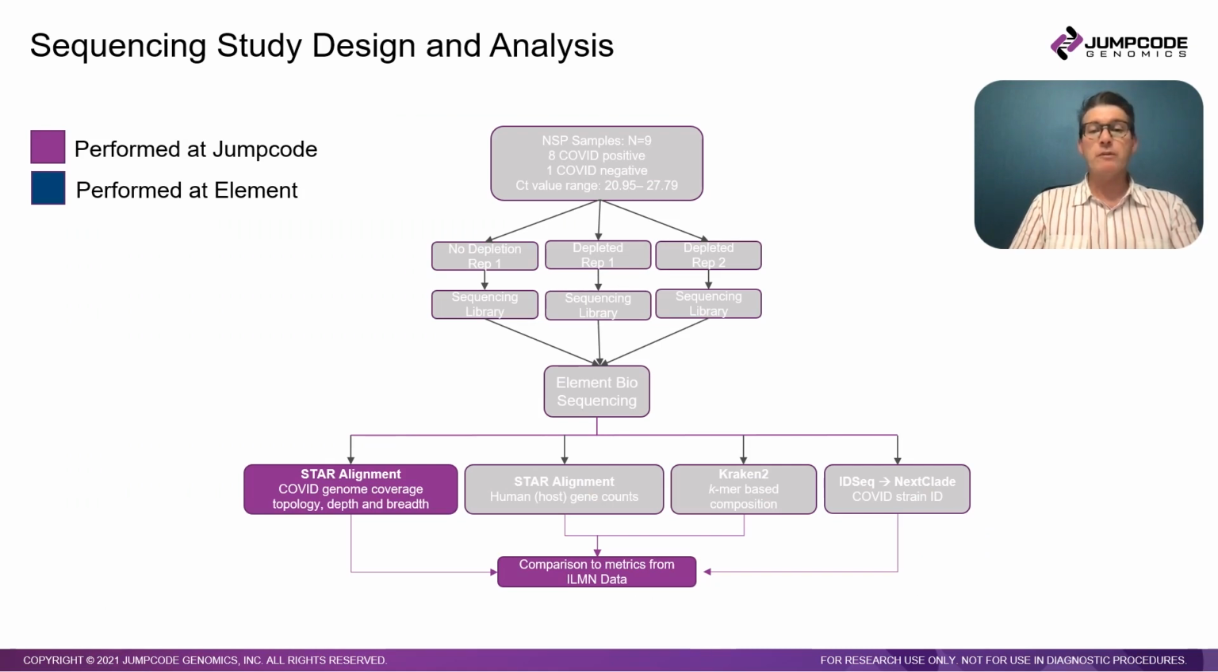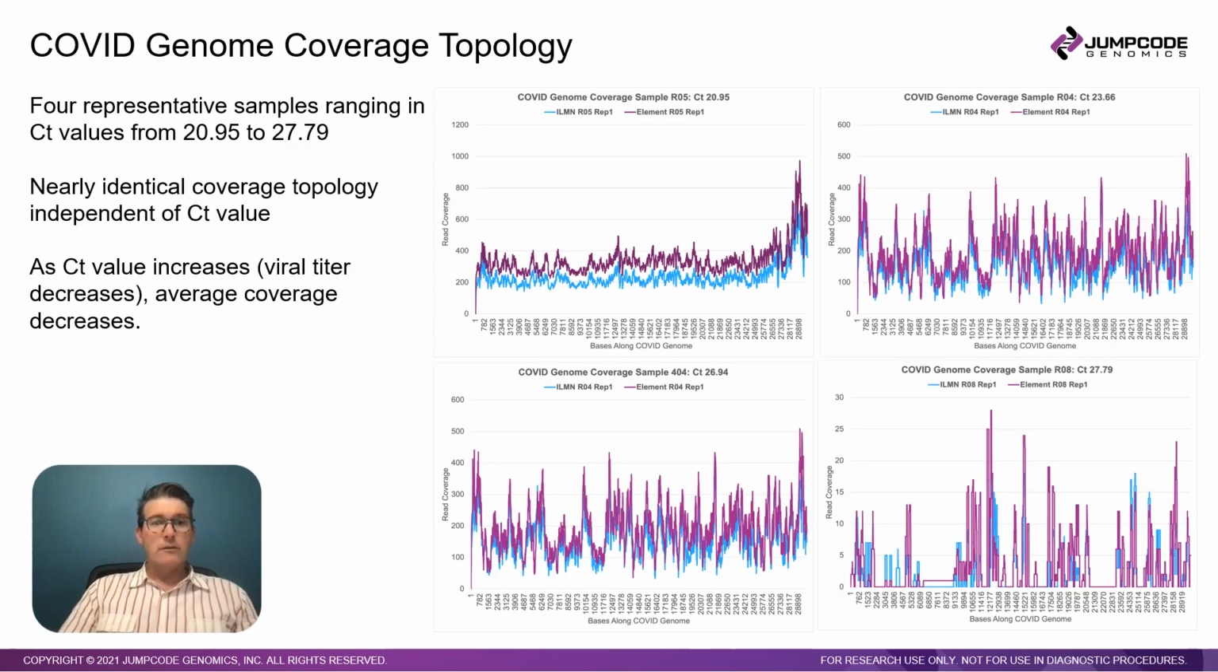First, the data from the Element platform was aligned to the COVID genome reference using STAR, and the coverage topology, depth, and breadth were determined and compared to the Illumina platform. So here you can see when looking at the COVID genome coverage topology for 4 representative samples, as I mentioned, ranging in CT values from 20.95 to 27.79, we see a nearly identical coverage topology, independent of CT value.